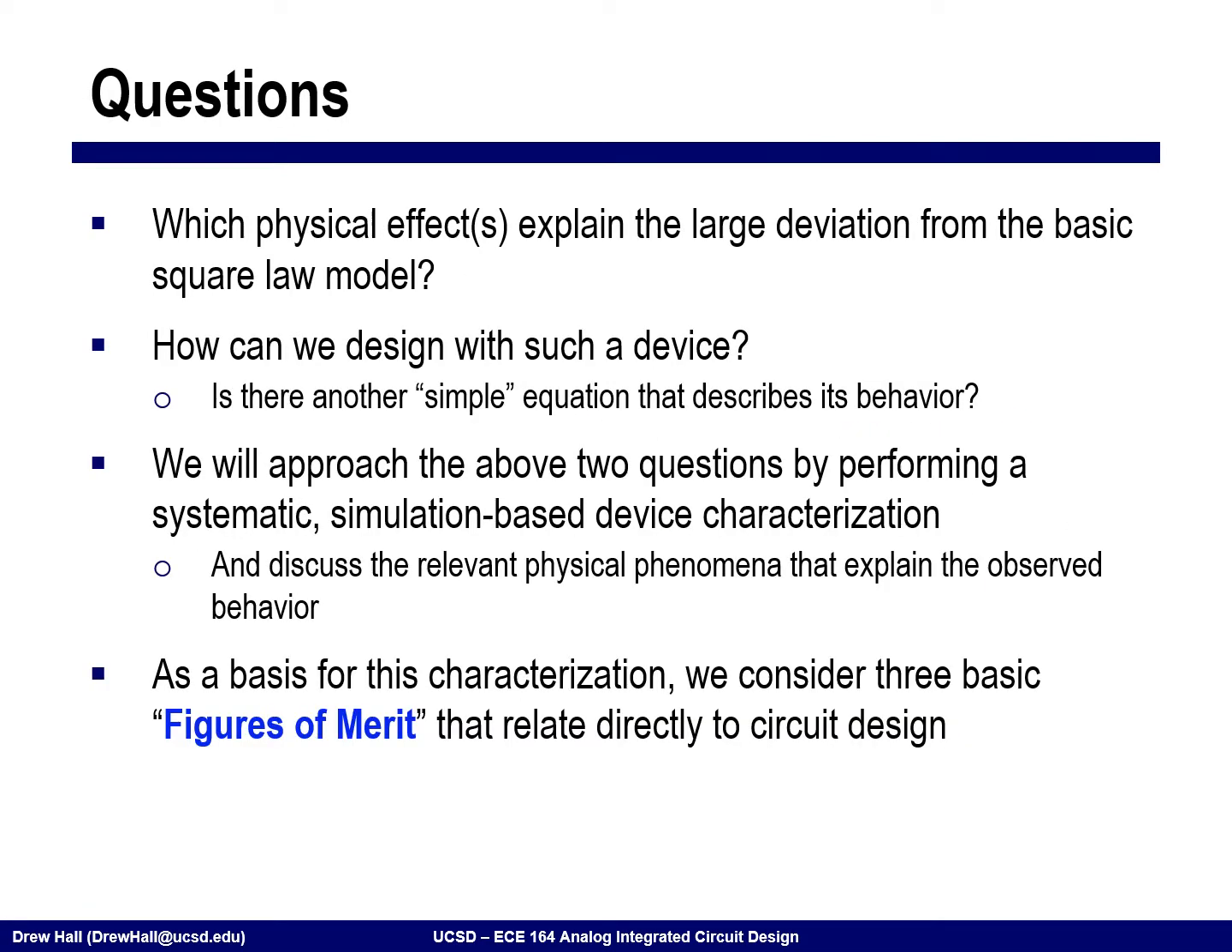And so you could find yourself asking, well, why is this deviating from the square law model? What effects are causing this? And then, more importantly, how would I design with a device like this when I can't even know a fundamental parameter like Kn prime? Is there a simple way to describe this behavior?